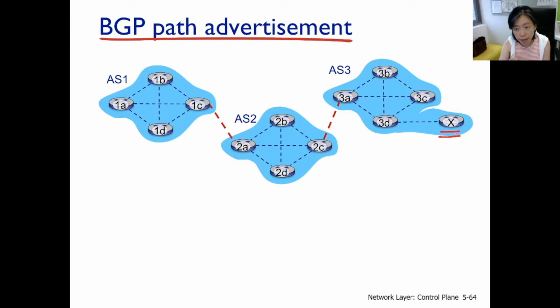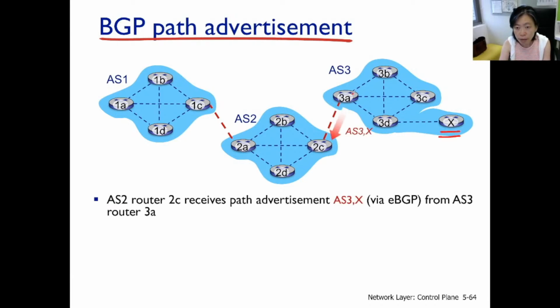Destination network is here, X, okay? And so AS3 there is going to send the path advertisement that looks like this, AS3, comma, X. And this is going to reach 2C of AS2. So AS2's router 2C receives path advertisements like this. And this is through the exterior BGP connection. And the advertisement came from AS3 and from router 3A. So 3A of AS3. Now, if you recall in the very early slide, the border router here will then propagate the AS path throughout all routers in the network.